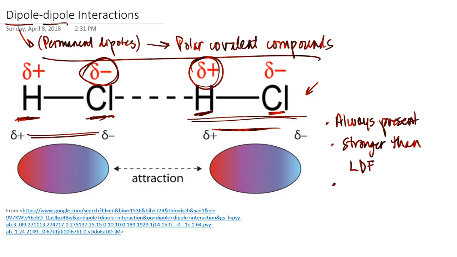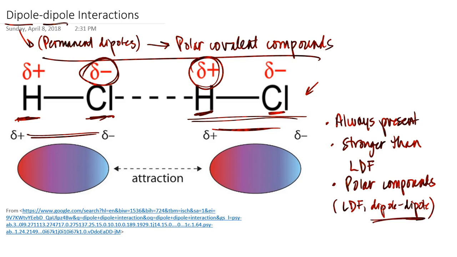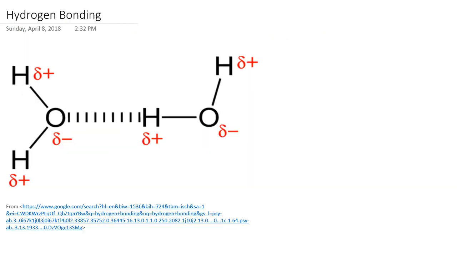But again, these types of interactions are present in polar compounds. So polar compounds have two types of intermolecular forces acting within them: London dispersion forces and dipole-dipole interactions. The stronger of the two, responsible for the attraction between these polar molecules, is the dipole-dipole interaction. Now, as it turns out, there's also a subset of dipole-dipole interactions that's even stronger still, called hydrogen bonding.